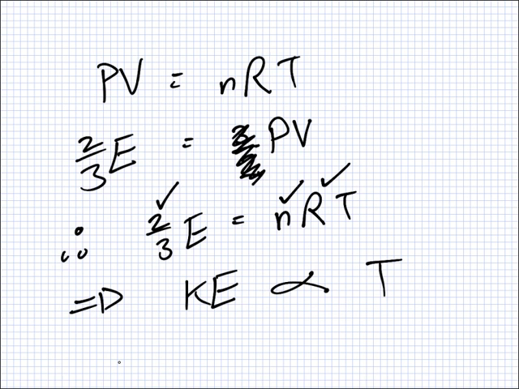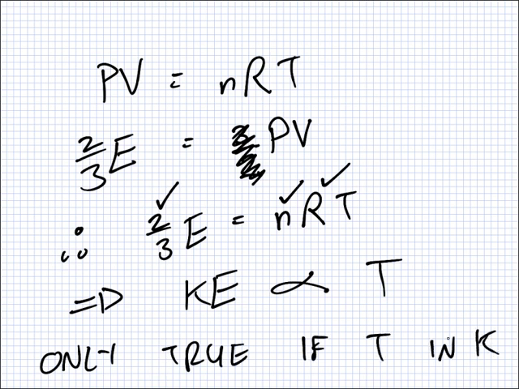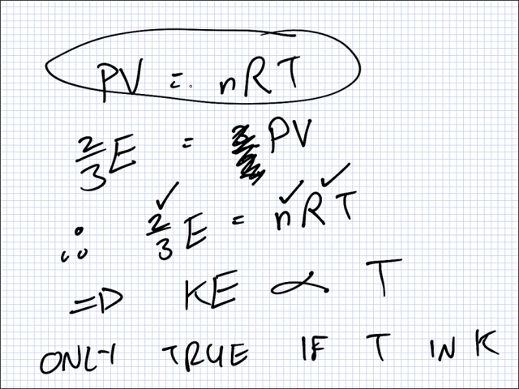That's it. But this is only true if T is in kelvins. Otherwise it doesn't work to say it's proportional in Celsius. And the reason is this formula works only in Kelvin. So the answer to the first question is, this statement is wrong because this relationship is only true when temperature is measured in Kelvin.